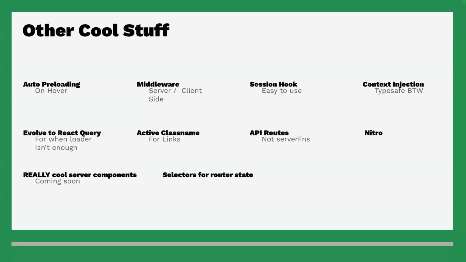So as a whole, I would say all the server stuff in TanStack is kind of built around that, except for API routes, and I think that might be in the pipeline. API routes are different from server functions. So API routes are basically exactly what you get in Next.js, to my knowledge. I don't know that there's a huge fundamental difference.